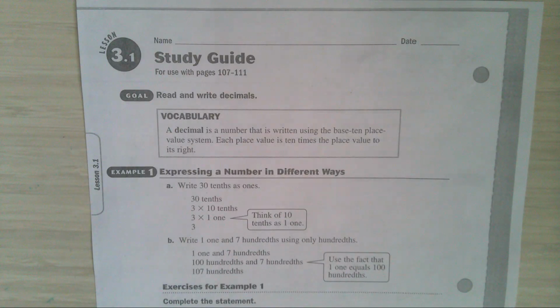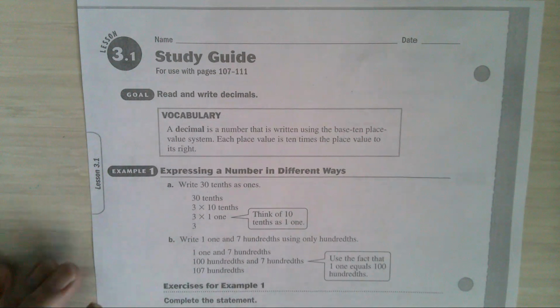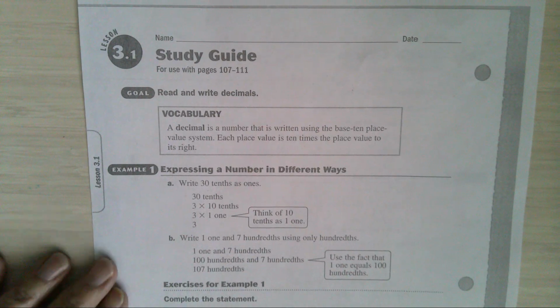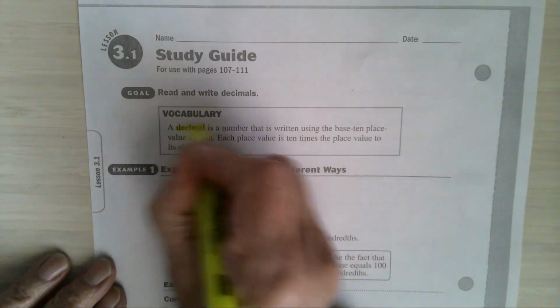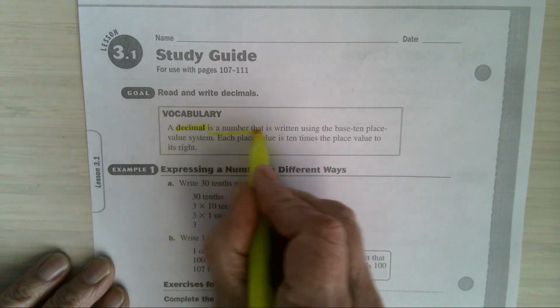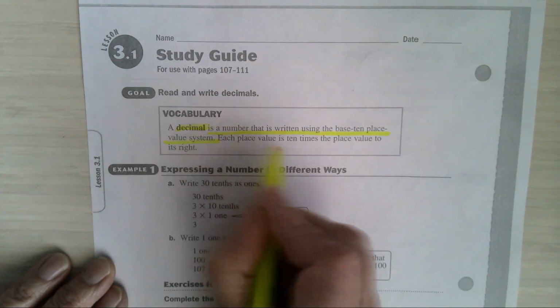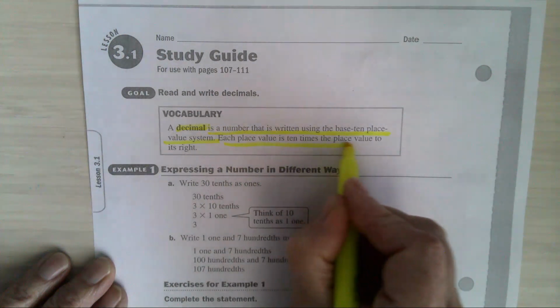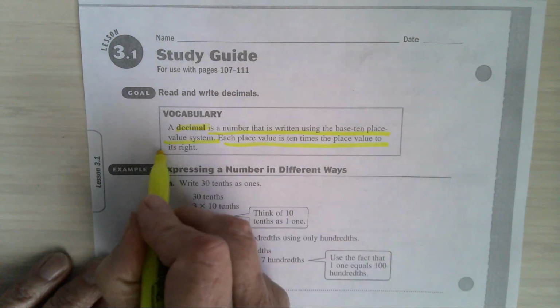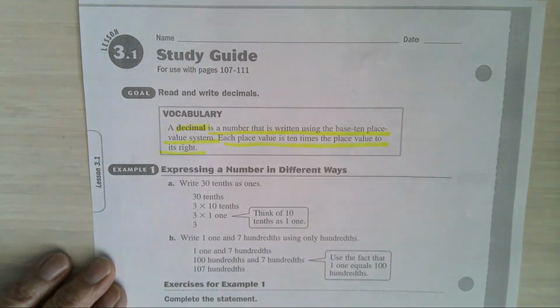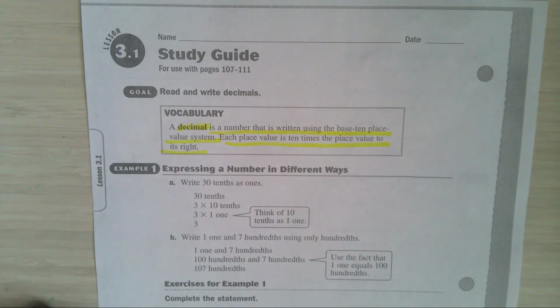We're back, and now we are doing our study guide. We're going to learn about decimals. Well, let's look in the vocabulary box. What is a decimal? A decimal is a number that is written using the base 10 place value system. Each place value is 10 times the place value to its right. We are in the base 10 system when we are dealing with decimals in the United States.